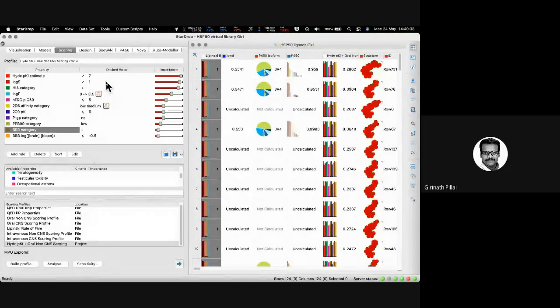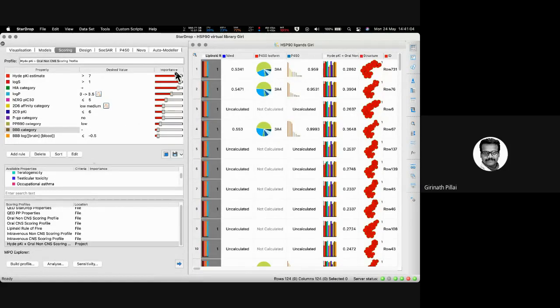Now, from the literature, we understood what the desired values should be. Any compound greater than 7 is acceptable, and any compound having greater than 1 as aqueous solubility is acceptable. If it is absorbable, then it is acceptable. Blood-brain barrier should be negative because I'm looking for an oral non-CNS drug. So I don't want to go for blood-brain barrier. So it should be negative, right? The barrier should be negative.